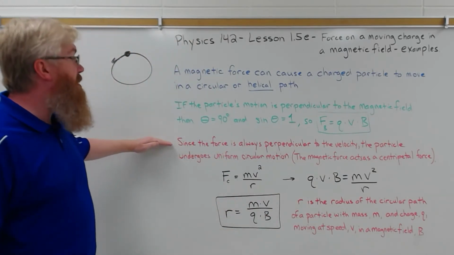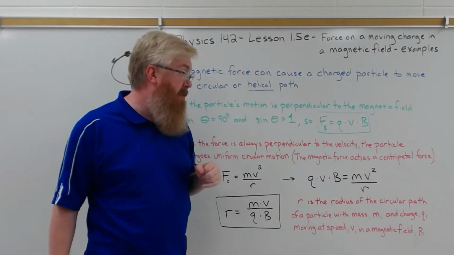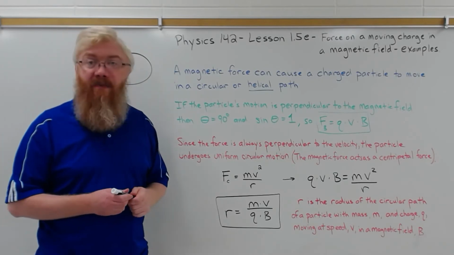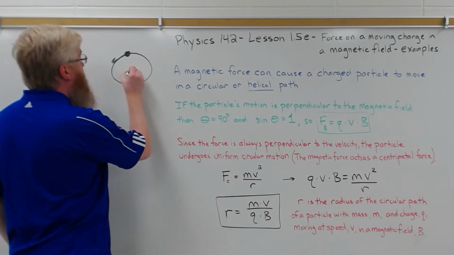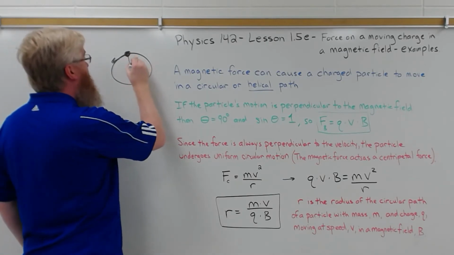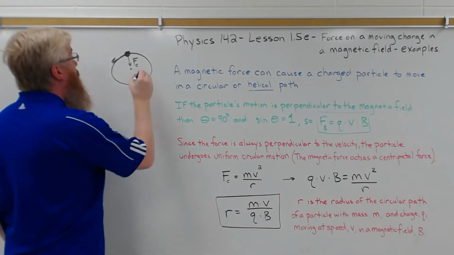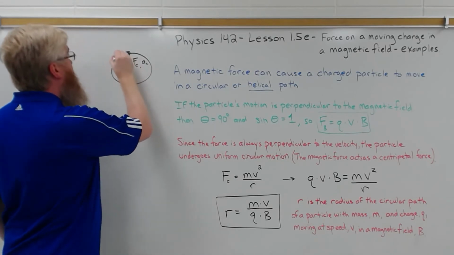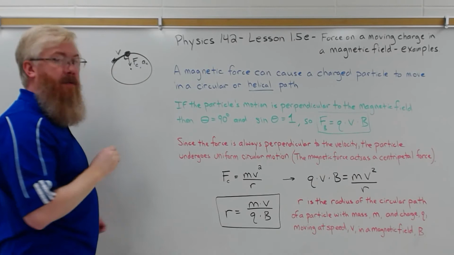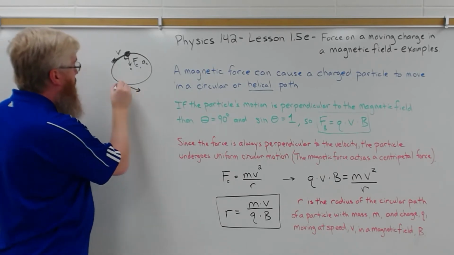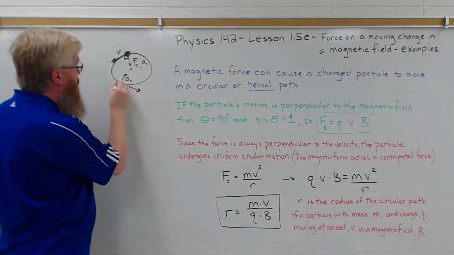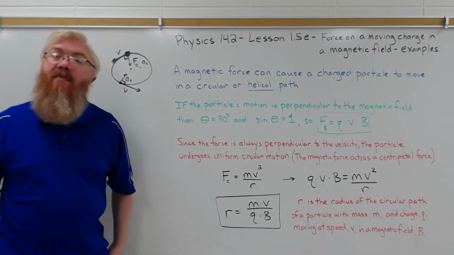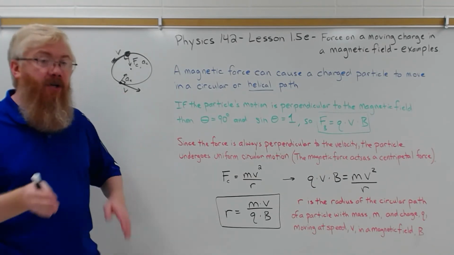Now, since the force is always perpendicular to the velocity in this case, the particle undergoes what's called uniform circular motion. And we talked about that last semester in Physics 141. So again, you have some central object, and some centripetal force inward, which causes, of course, a centripetal acceleration. That is perpendicular to the velocity of the particle at all points. So wherever the particle is, the acceleration is always inward and the velocity is always perpendicular to that acceleration. So the magnitude of the velocity doesn't change. The speed doesn't change, but the direction does.